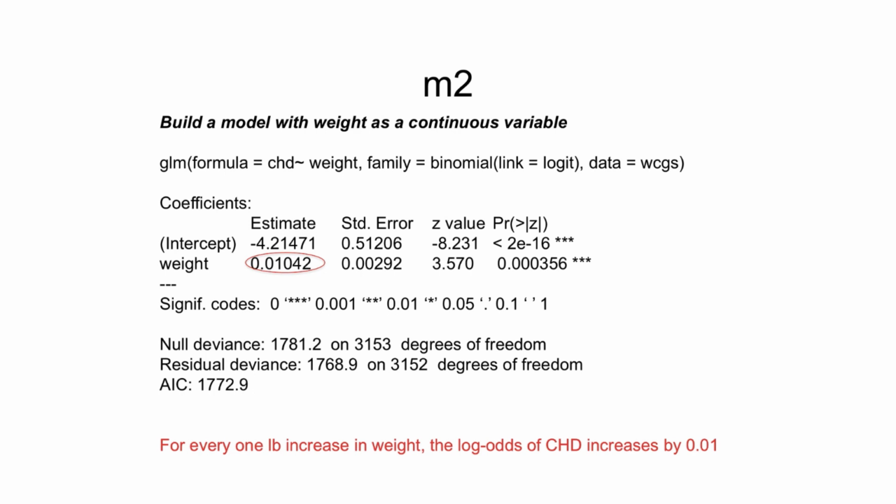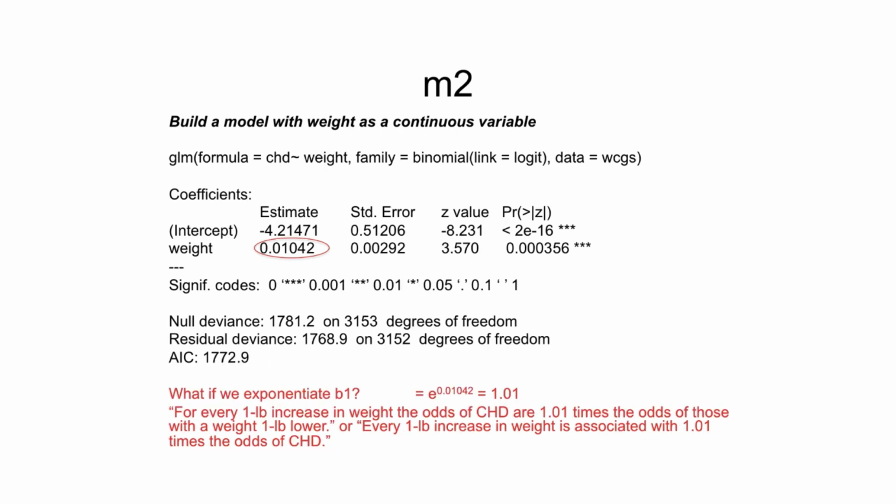It's correct to say that the log odds of y increase or decrease with each unit increase in x. Or with a categorical variable, that the slope represents the difference in the log odds of the outcome of one group versus the other. What if we exponentiate beta 1 for our continuous weight variable?